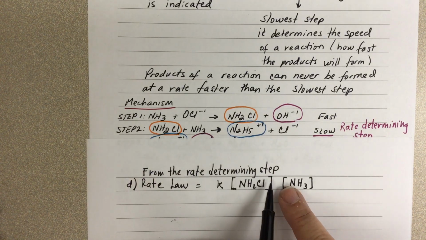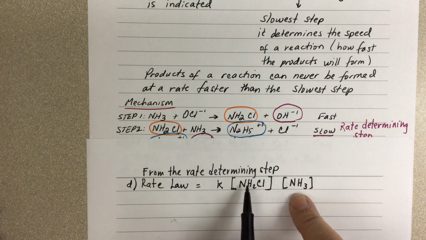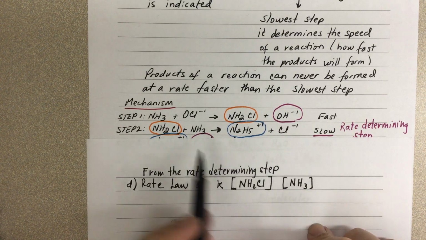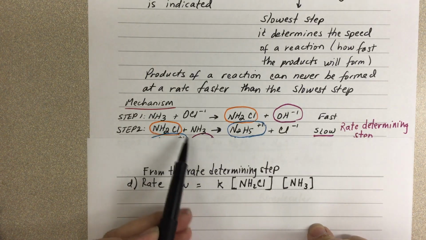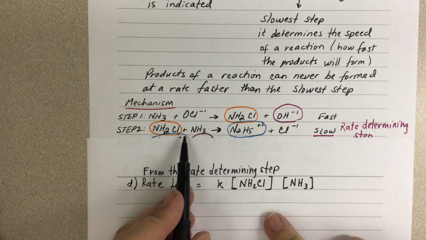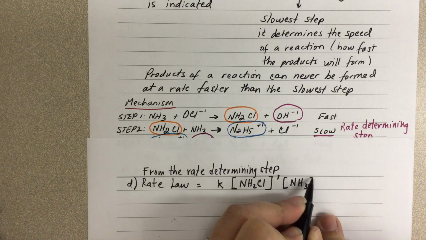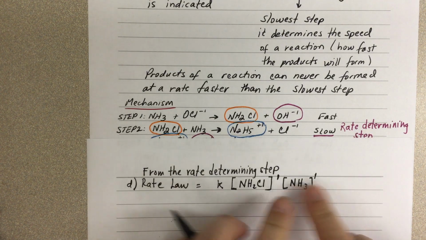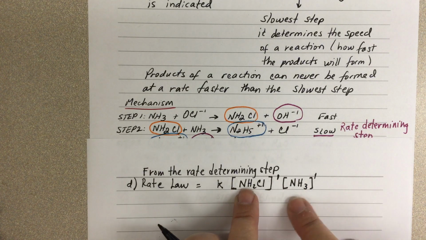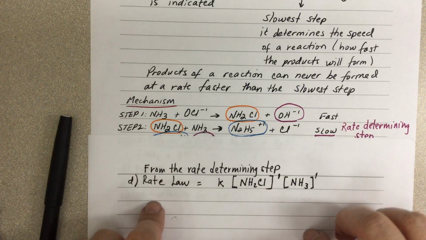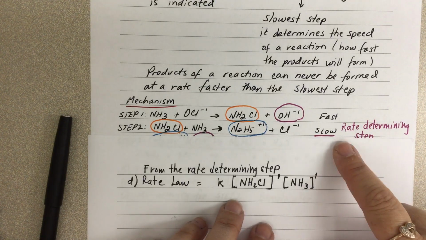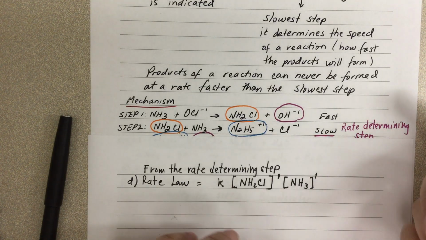Now you can predict the exponent for each concentration using the coefficients that you have. For that reactant you have just 1, and for NH3 you have 1. So you can approximate that these orders here for your 2 reactants are going to be 1. Okay? But you can do that only when you're given this slow step in a mechanism.